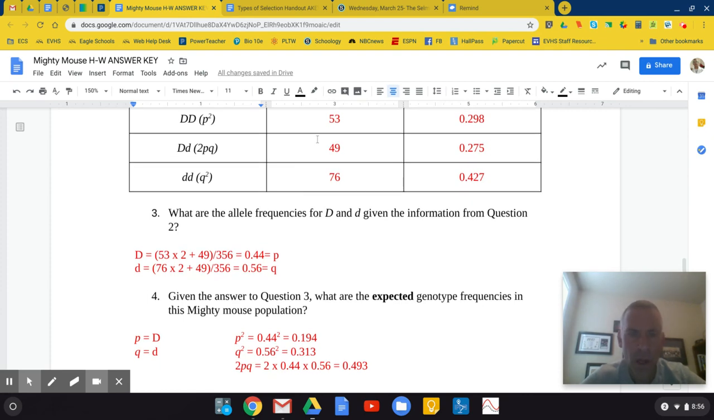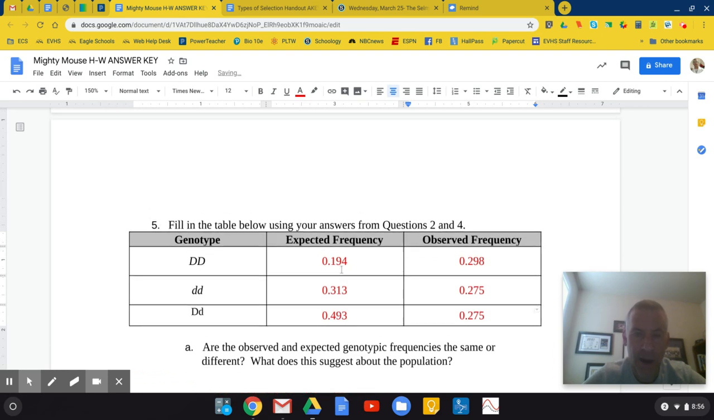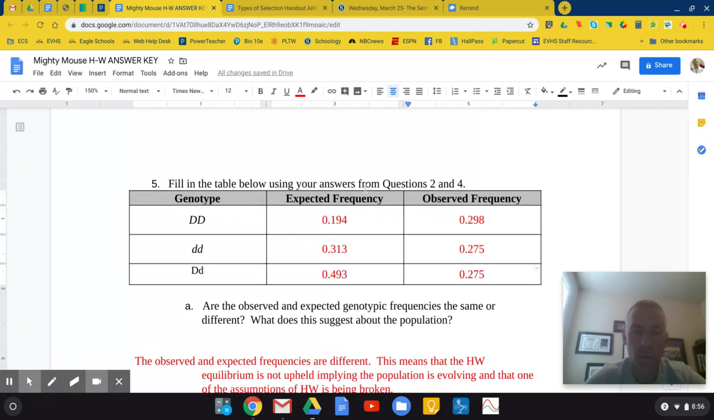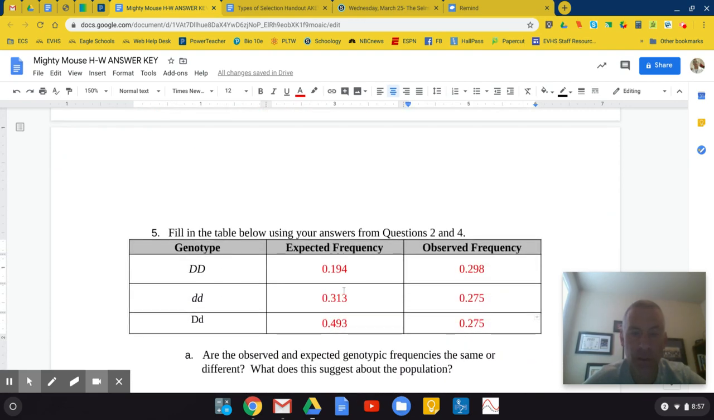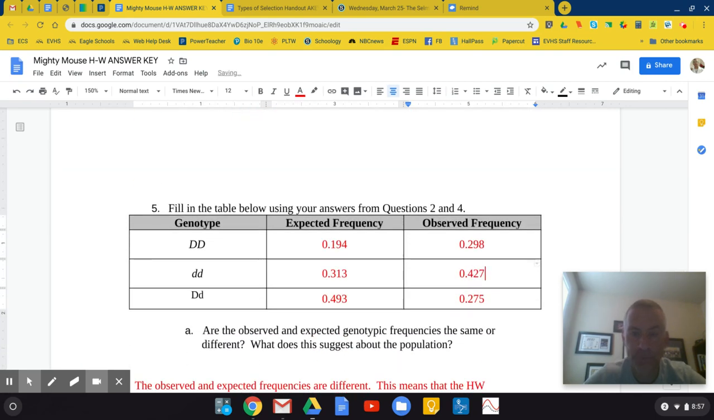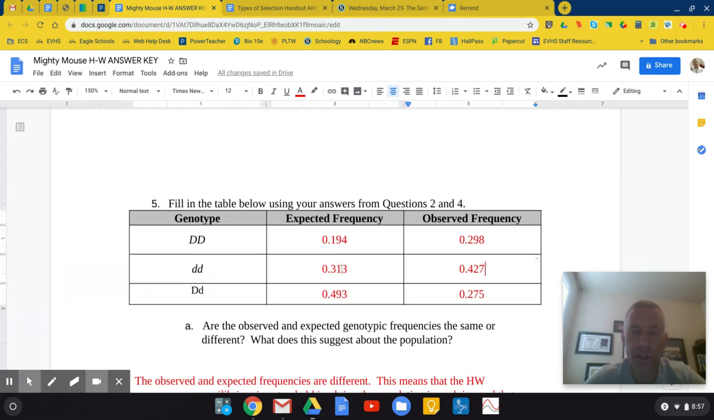My heterozygotes were 0.275. So what we're going to do is flip this. My heterozygotes were observed to be 0.275, but when we did our calculation, we expected 0.493. My homozygous recessives, we got 42.7% of the population was homozygous recessive. So I can put that right here, 0.427. But we expected from our calculation up here for Q squared, we expected 31%. So apologies for the mix-up of my lines here, guys.